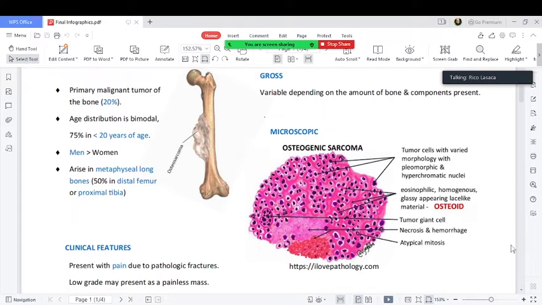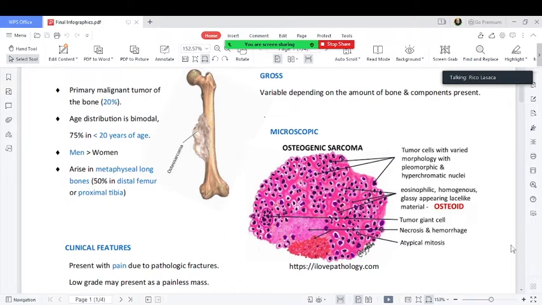Okay, so the characteristic of osteosarcoma. If we want to diagnose osteosarcoma under the microscope, we first look for the presence of osteoid. We look for osteoid, kasi kung walang osteoid, walang osteosarcoma. Okay? Because when you see osteoid, as you can see here, these are eosinophilic, homogeneous, glassy appearing lace-like material.